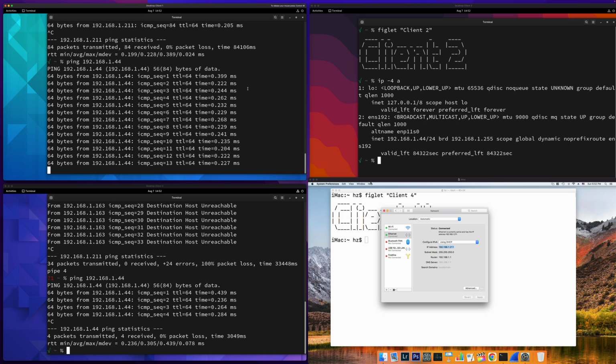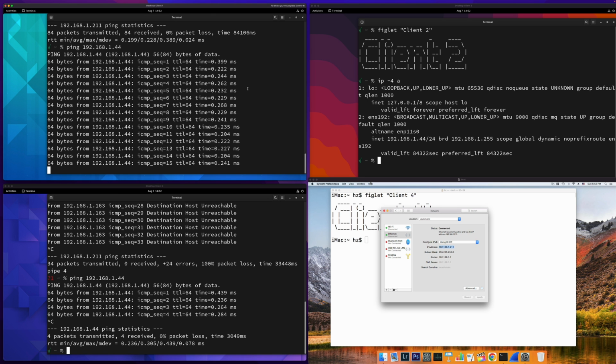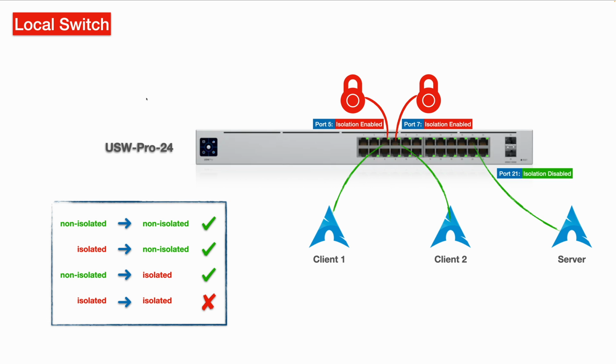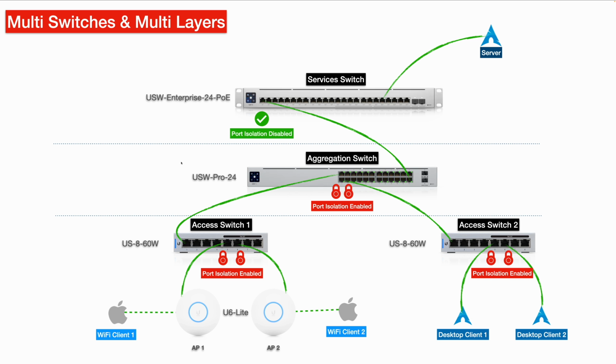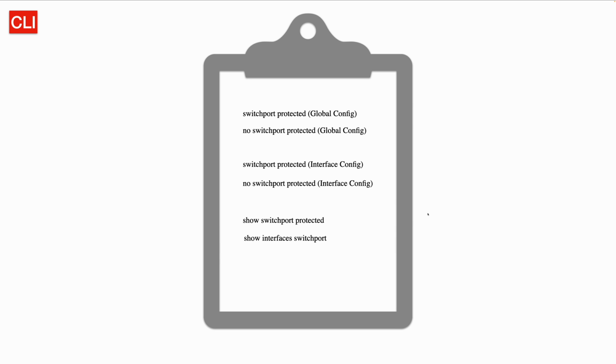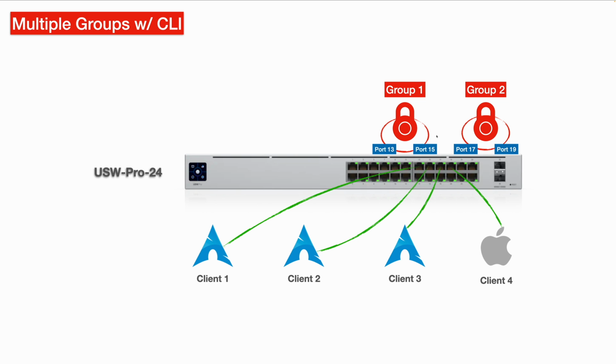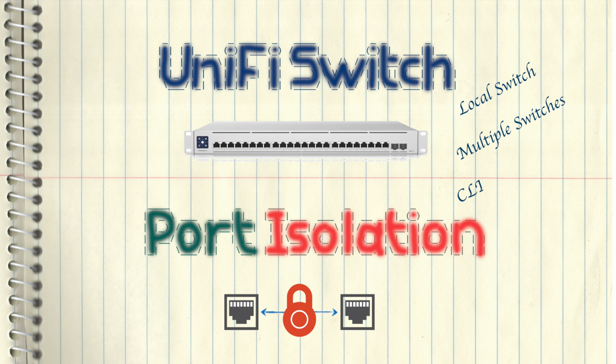Okay, so that's it for the 3rd section of this video. Let me summarize what we discussed. In the first section, we discussed the most common simple scenario. We do it from the UniFi controller UI. We simply enable or disable port isolation status. It works as expected. Then we tried a complicated scenario involving multiple switches. We successfully achieved the isolation among multiple switches. And in the 3rd part, we tried several CLI commands, successfully configured multiple isolation groups. Okay, thanks for watching.